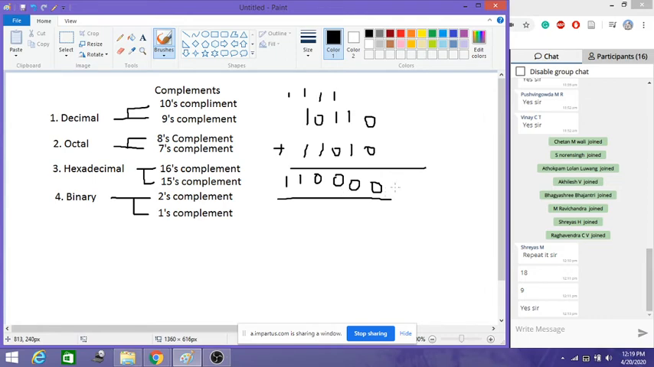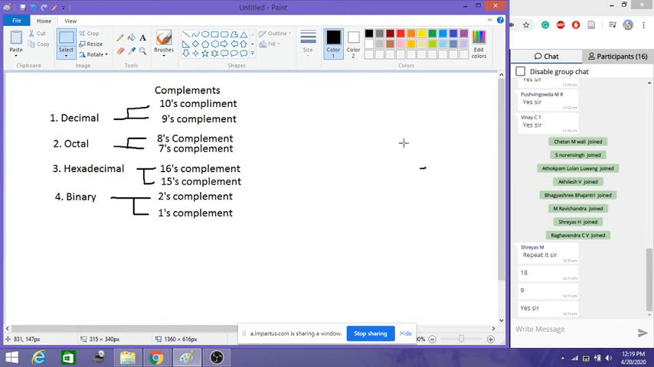So now let us look into the subtraction. I'll clear this. Let us take the subtraction here. So just take any numbers, 1 0 1 1 0 1 and 1 1 0 1 1 0. So I have to subtract this number.